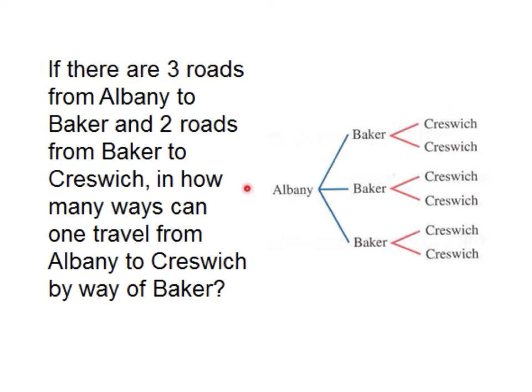So what they did is they created this, which is called a tree diagram. We start in Albany, and we can take either one of these roads to Baker. And then outside of Baker, we've got 2 roads to Crestwich. And this is called counting theory because we count how many options I have. Okay, well, there's an option. That's 2. There's 3 and 4. There's 5 and 6. So there are 6 ways to get from Albany to Crestwich by way of Baker.